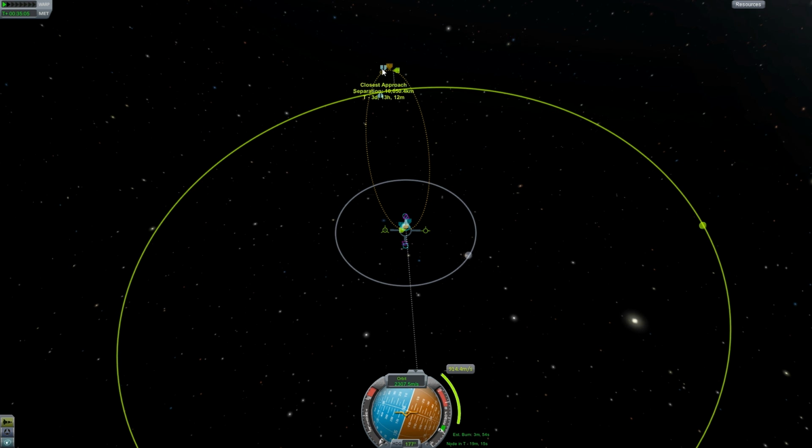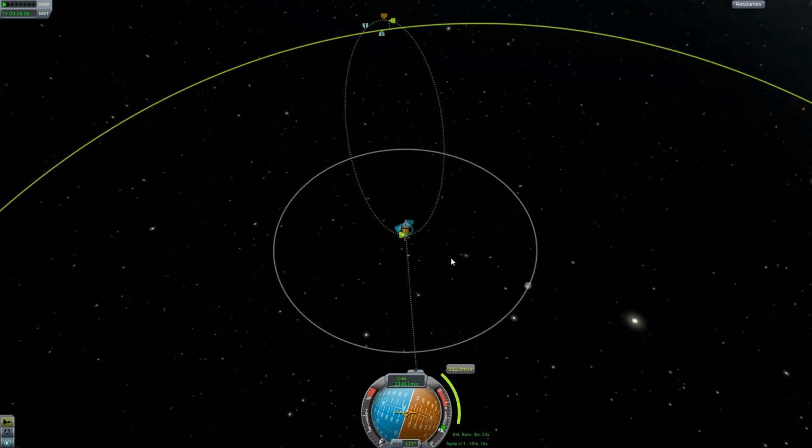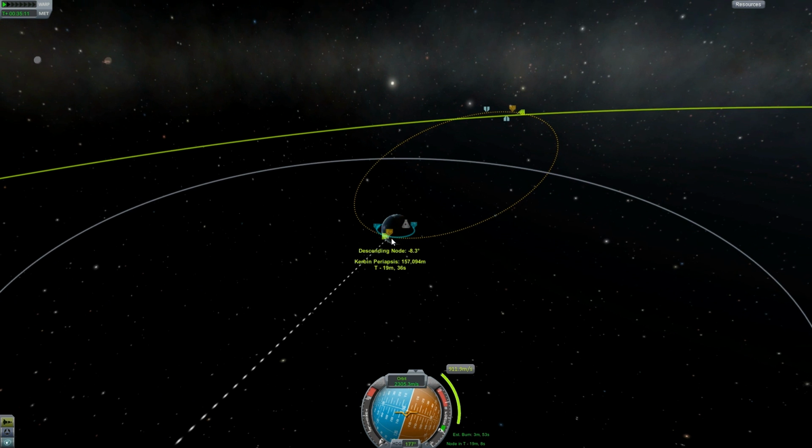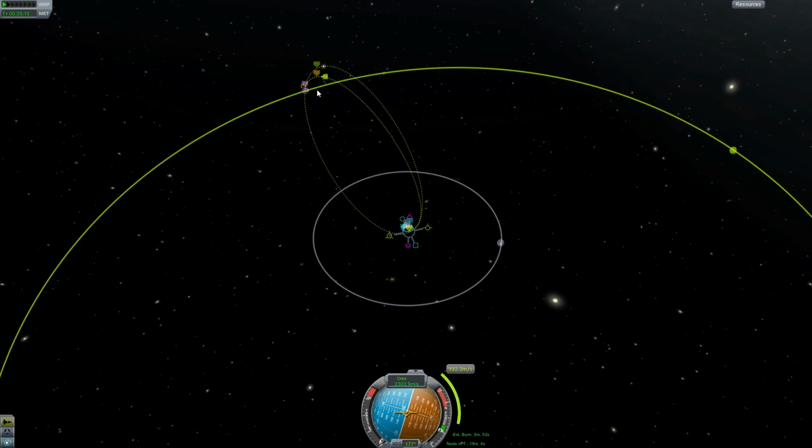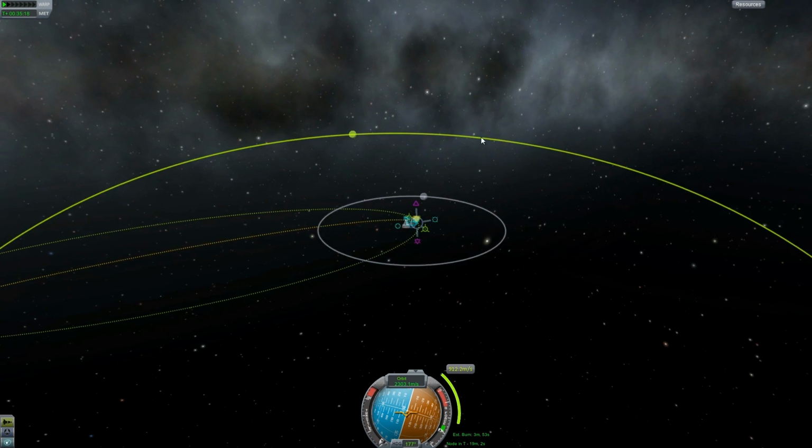There it is. You see it's getting closer? So if I decrease, there it is. Hold on. There we go. And we do have our actual encounter there. So that's pretty much it.